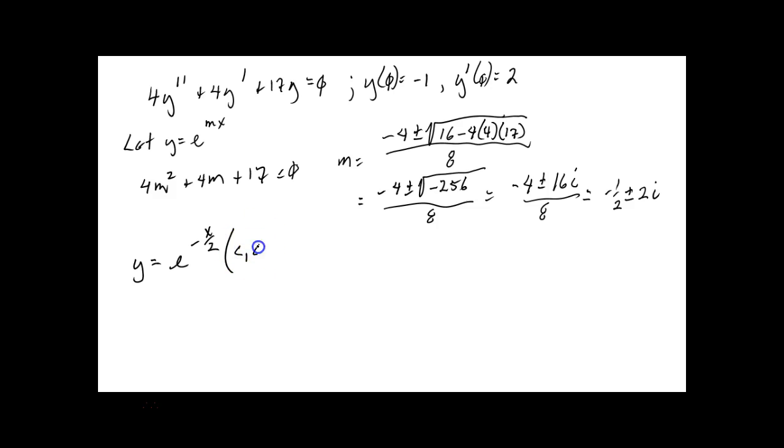C1 cosine 2x plus C2 sine 2x. That's it. See how they did? Y is equal to e to the minus x over 2. I figured they were going to do that. Whoa! Oh, wait.